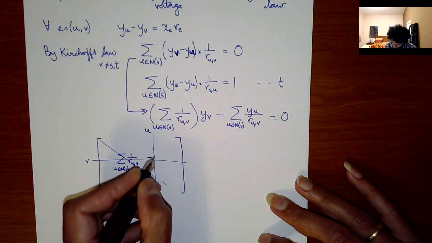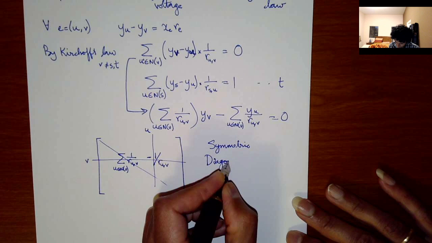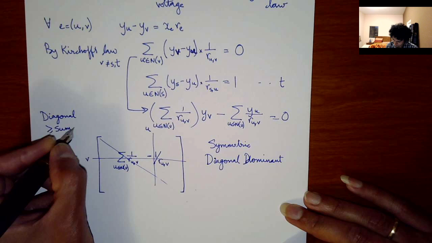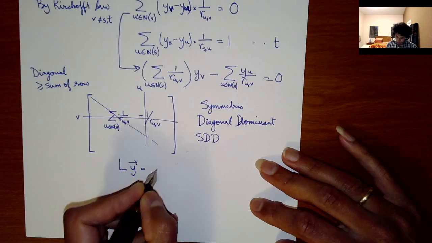This matrix is symmetric. It is also called diagonal dominant. It's called diagonal dominant because the diagonal entries are more than the sum of the row. The diagonal is greater than the sum of the row. And this is also called an SDD matrix. So you have an SDD matrix here. Let me call this matrix L. And what you're trying to do is solve L y equals b, where y is your vector and b is just 1, minus 1 and all zeros. This is for s, for t you have minus 1, and the others are all zeros. And so this is a symmetric diagonal dominant system.